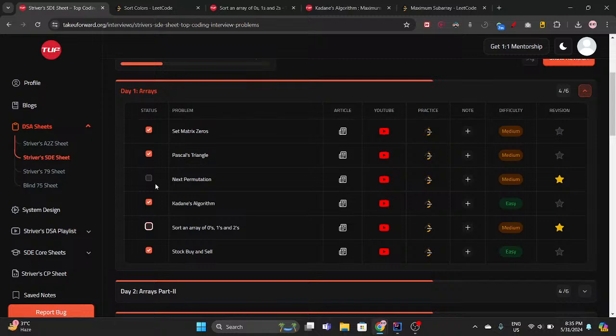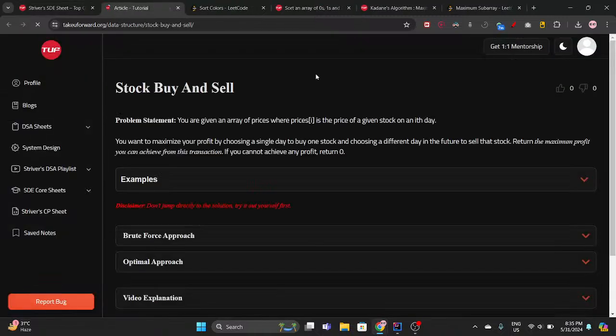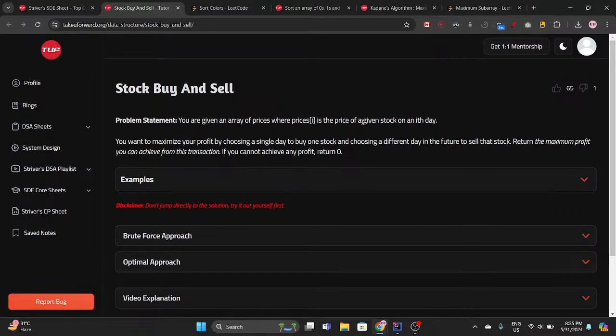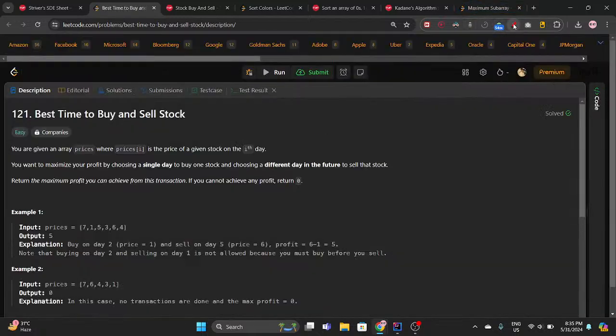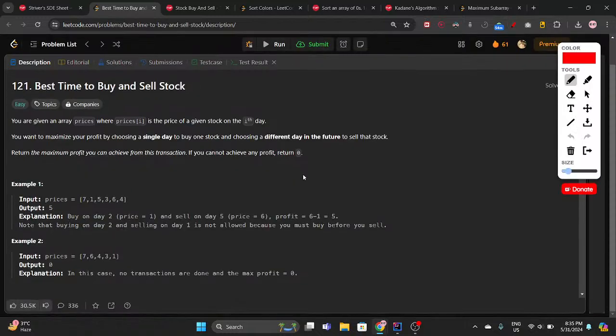What else? Kadane's algorithm is for the largest subarray sum. Combine. Buy on day 2, price 1 and sell on day 5, price 6. Buy on day 2, sell on day 1 is not allowed.